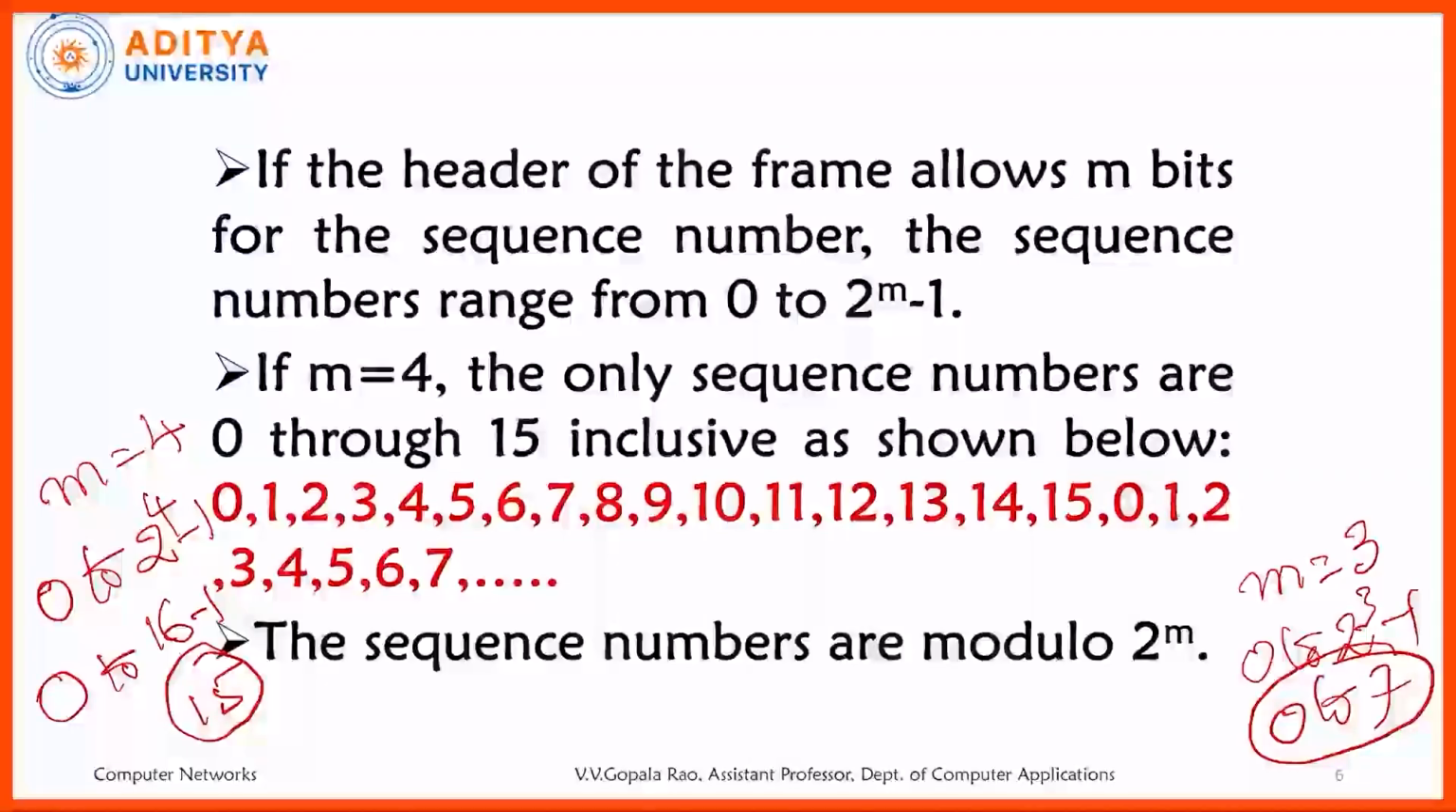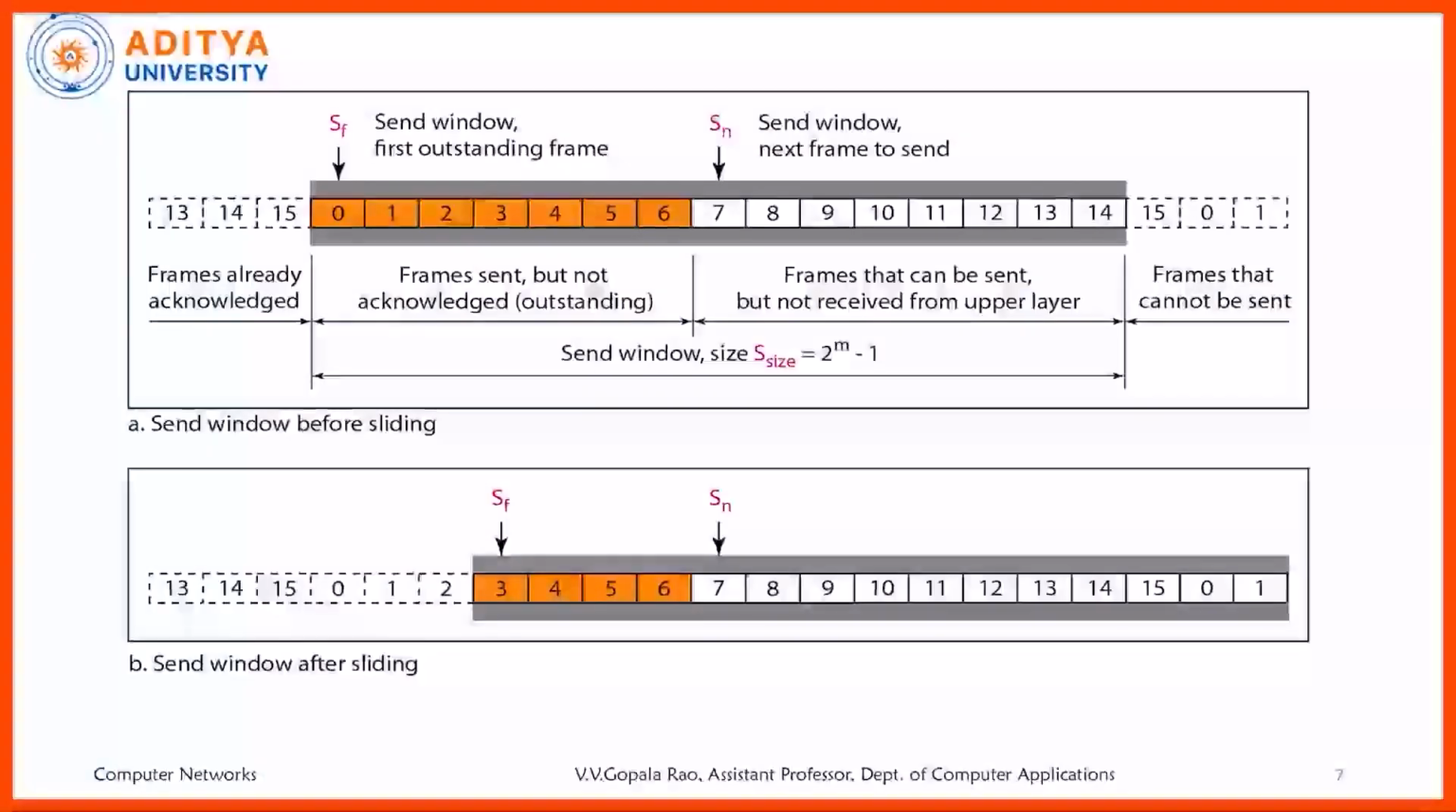So this is the way the sequence numbers in the sliding window are possible, and the same thing is shown here. There is a sliding window. With respect to m equal to 4, the frame numbers are shown on the screen. The red colored frames are in transition, whereas the white colored frames are in the waiting stage.